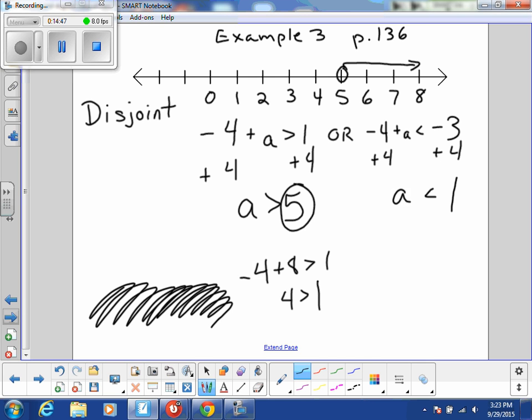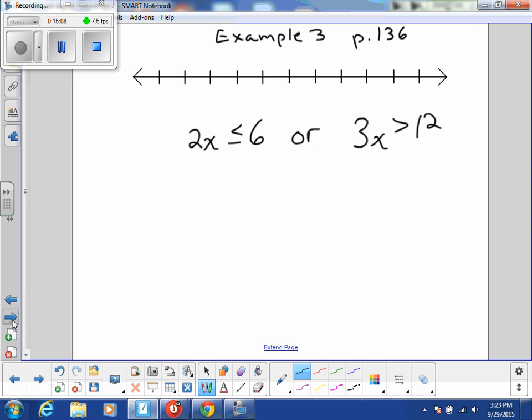Over here, A is less than 1. Okay? So here's 1. And all the numbers that are less than 1 are that direction. A is less than 1. Here's a disjoint inequality going separate ways. That's an OR inequality. Here's another one, and I'm going to move faster, but you can pause as much as you like.